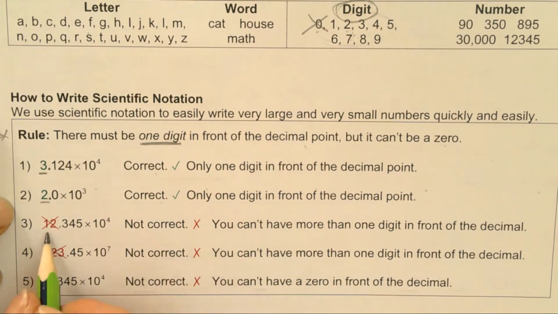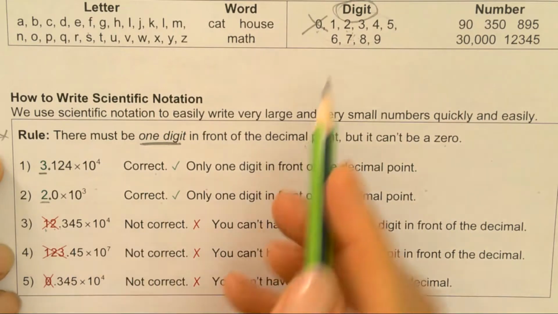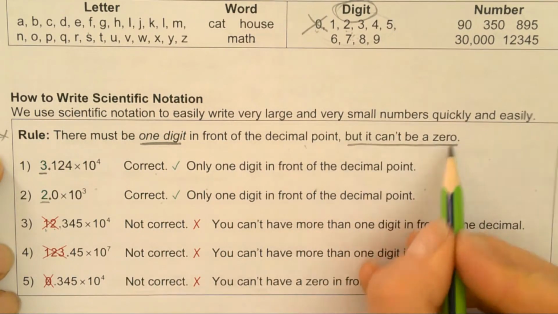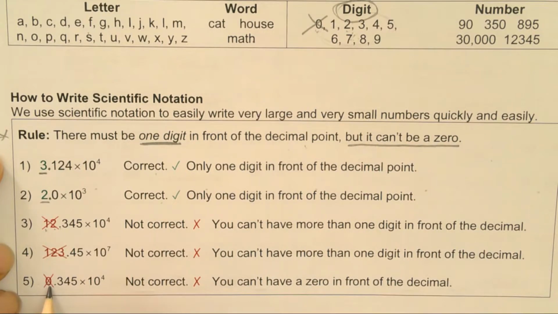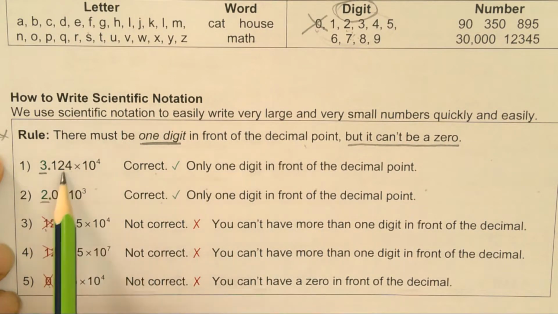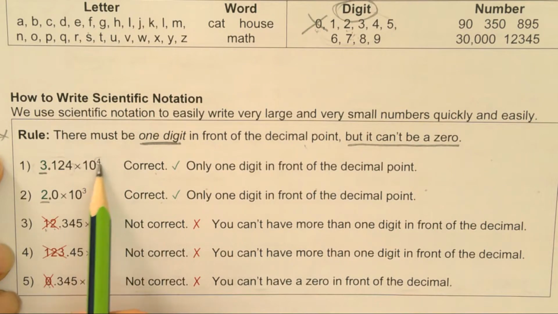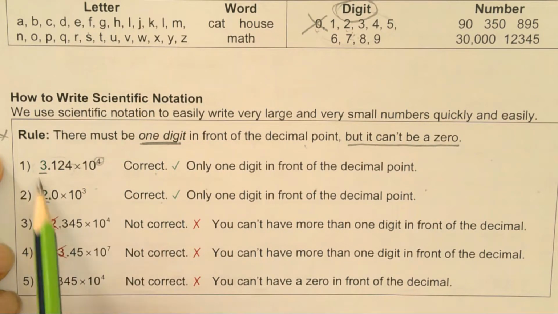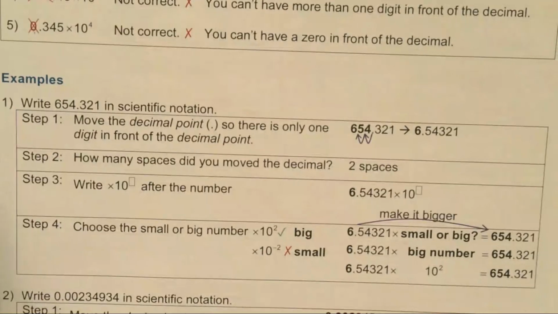12? Not good, because look, there's 2 digits. A 1 and a 2 in front of the decimal point. If I put 123 in front, it's not good, because there's 3 digits in front. And if I put a 0 in front, it's 1 digit, but we can't use 0. So don't put a 0 in front for scientific notation. You're going to have a number times 10 with some exponent, and it's going to have 1 digit in the front.